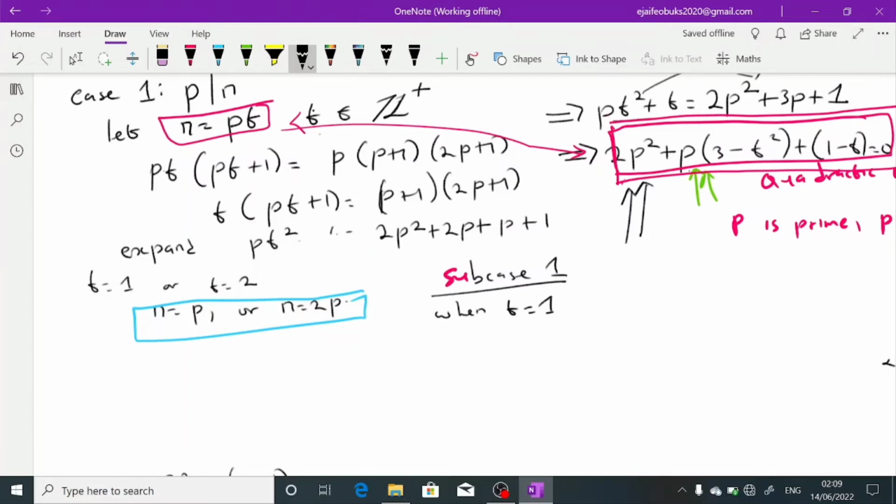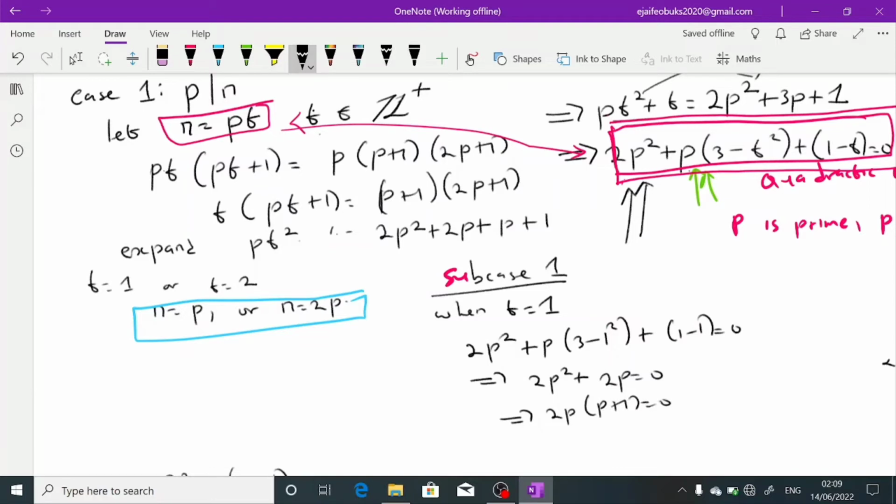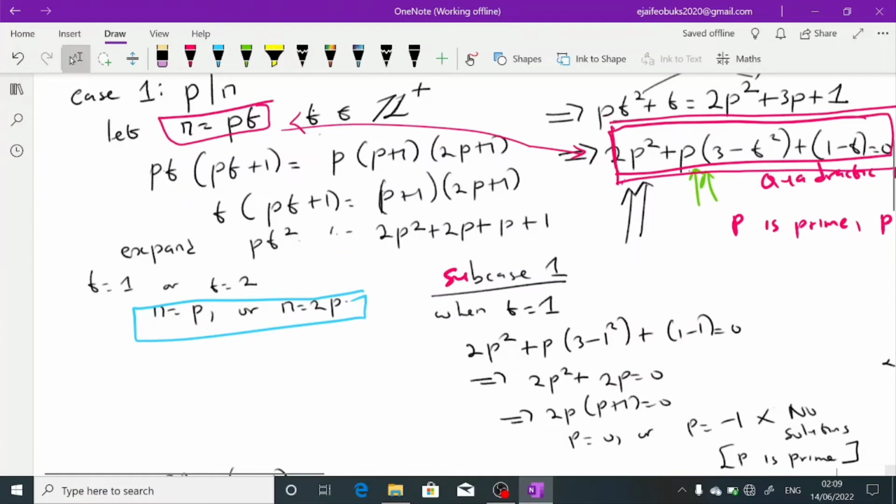When t equals 1, 2p squared plus p into 3 minus 1 squared plus 1 minus 1. We have something like 2p squared plus 2p equals 0. Then 2p out into p plus 1 equals 0. Then p is either equals to 0 or p is equals to minus 1. Nope. No solutions here. Why? P is prime and minus 1 and 0 are not prime numbers, so we can't work with that.